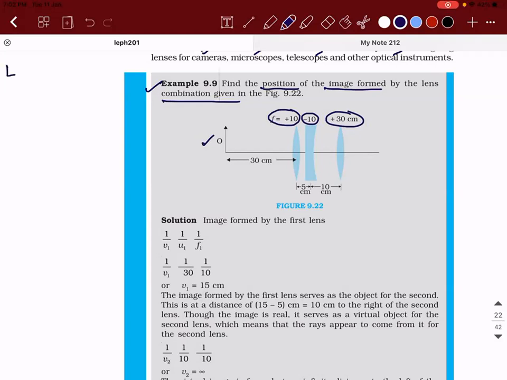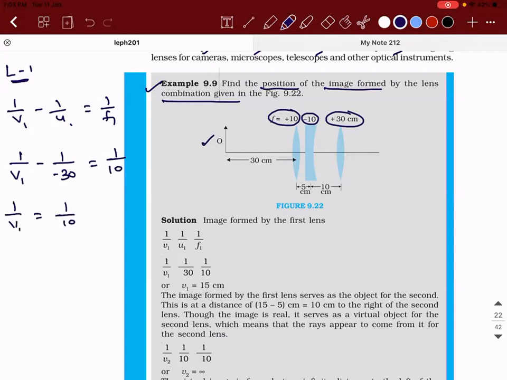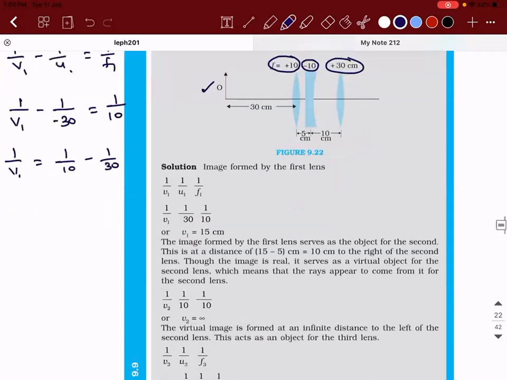So what I'm going to do is take lens one into consideration and find where the image is formed due to it. 1 by V1 minus 1 by U1 is equal to 1 by F1. So 1 by V1 minus 1 divided by minus 30 is equal to 1 divided by F1, which is plus 10. So 1 divided by V1 is equal to 1 by 10 minus 1 by 30. So it is going to be 3 minus 1 divided by 30, so V1 will be equal to 15 centimeter.